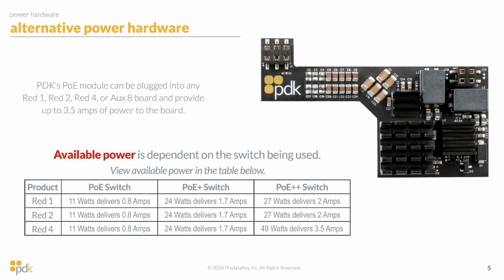Now you also have PoE as a method to deliver power to your controller. So the PoE module looks just like that. It goes on a set of pins on any PDK board. I want to emphasize that even though this chart down below only shows Red 1, Red 2, and Red 4, this is also applicable to the Aux 8, and it'll have the same numbers as the Red 4. I just want to mention that before I get too far into this.